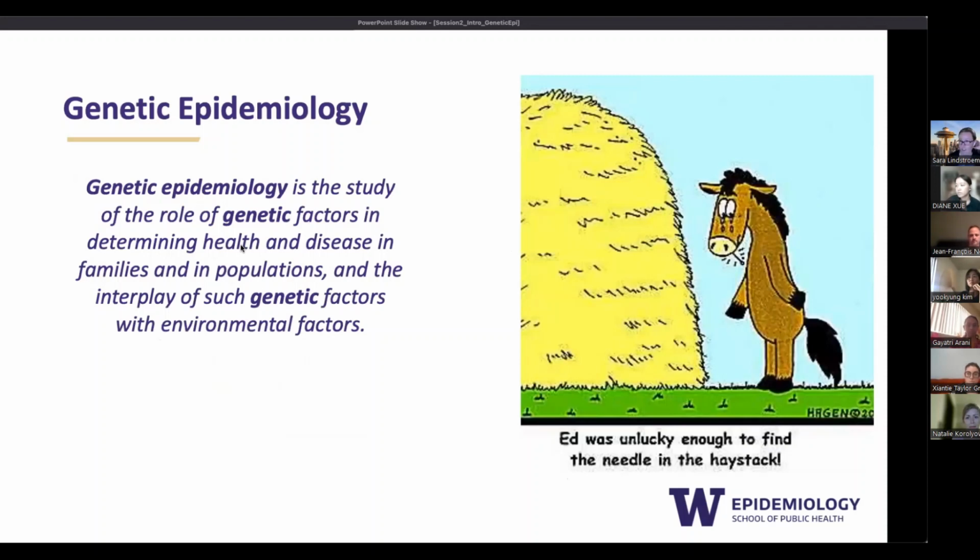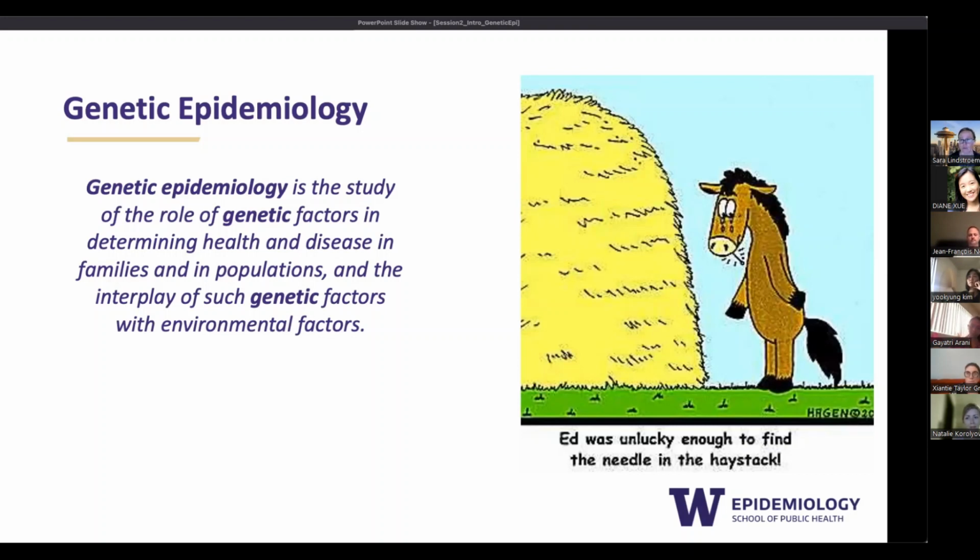Okay, so we're going to shift gears and leave observational epidemiology and classic epi, and jump into genetic epi, which is the reason why we're all here. Genetic epi is a section of epidemiology, and here we're interested in understanding the role of genetic factors in determining health and disease, both in families but also in populations.